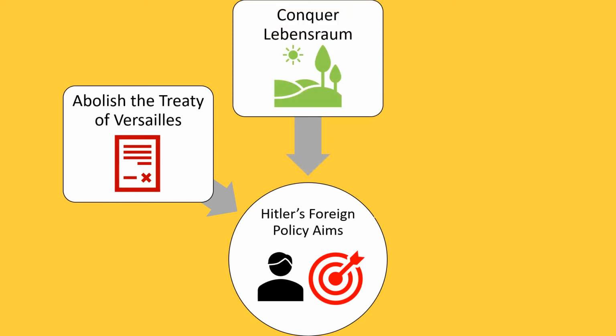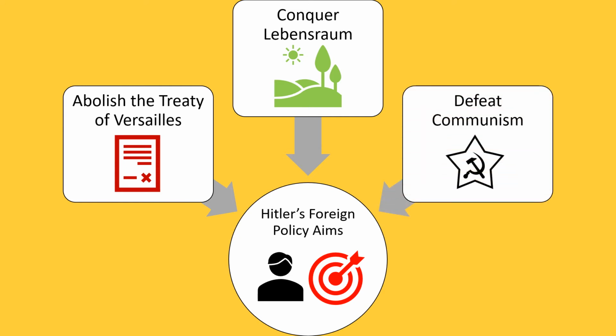The second one was to conquer Lebensraum. One of my later videos is going to go through Lebensraum in a bit more detail, but just as a brief overview, Lebensraum is a German term meaning living room or living space. It was all about expanding German territory, especially towards the east. So he wasn't as interested in expanding German territory towards the west, towards France, for instance, but he was more interested in expanding eastwards. And the reason that he wanted to go east was because there was his number 1 enemy there that he wanted to defeat, which was communism.